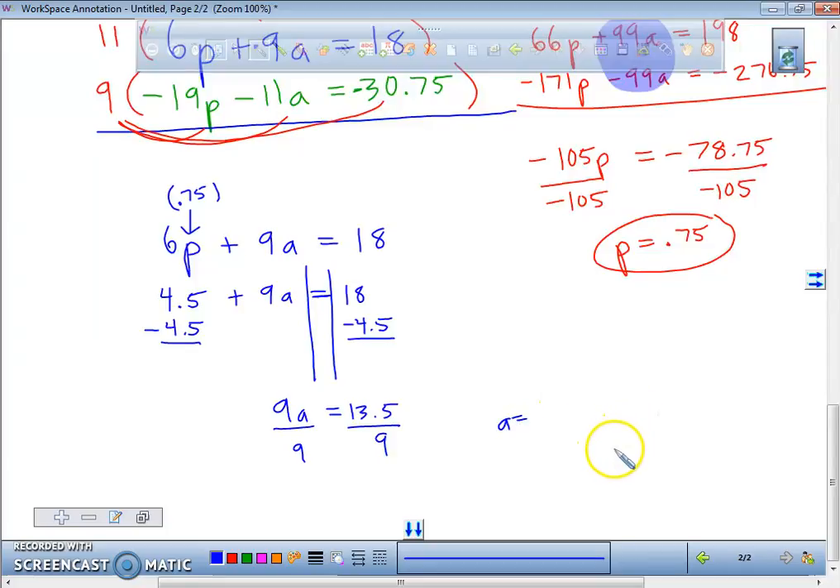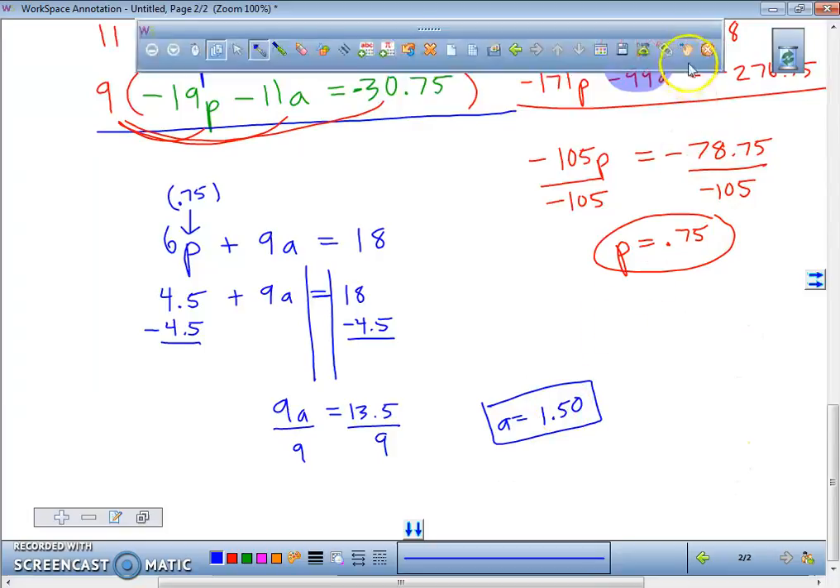And what is the price of air hockey? 13.5 divided by 9. What'd you get? $1.50. Wow. If you get a good game of air hockey for $1.50, it's going to be a nice air hockey table. All right, so for $1.50, I have a price of air hockey. I have the price of the pinball. What's the only thing we need to find now? The racing game.